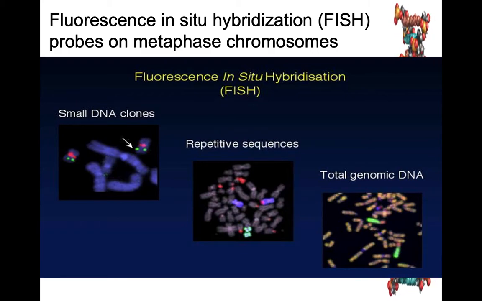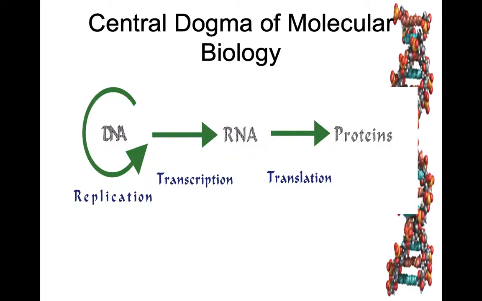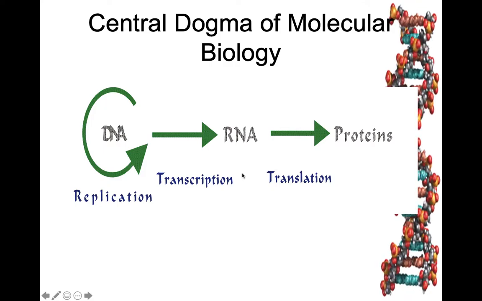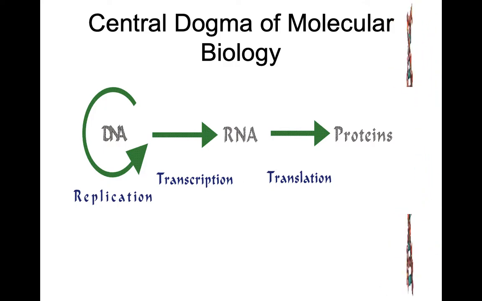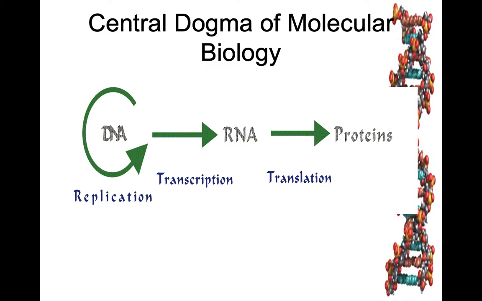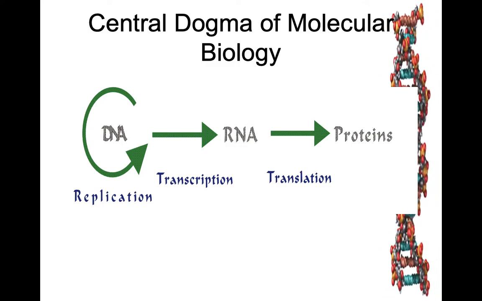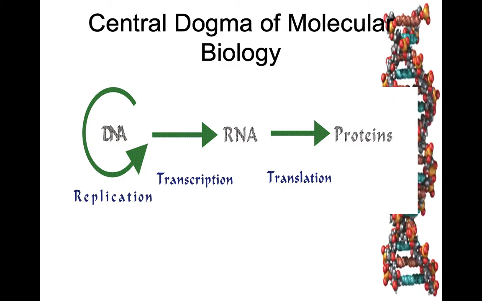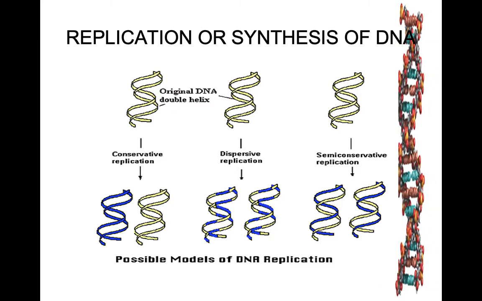Okay, I'm now at the last leg of my recorded lecture. We'll talk about the central dogma of molecular biology. We'll be talking about three important processes: replication, transcription, and translation. Okay, let's begin by looking at replication, DNA replication.